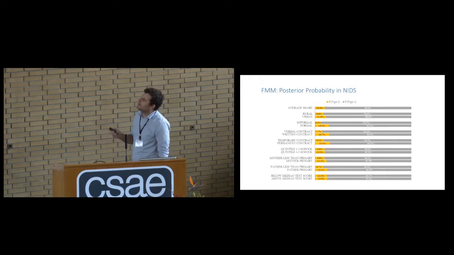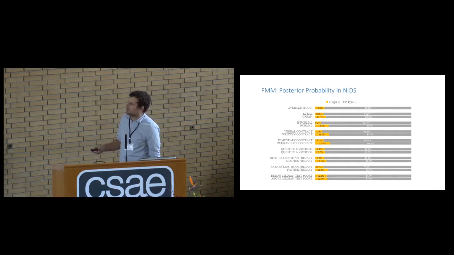So we do that, and we compare the probability of being of type 1 and 2 for a range of variables, and we see that the probability of being of type 2, which is the more desirable group, is more likely if you're urban, it's more likely if you have a formal job or a written contract or a permanent contract, so a more formal form of employment. It's also, although only slightly, more probable if you're from a wealthier school and if your parents are more educated and if you scored higher on the numeracy score.